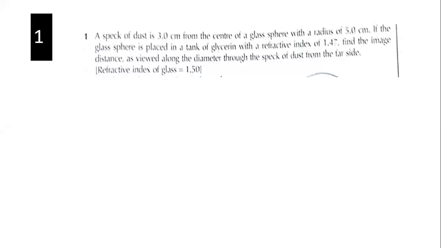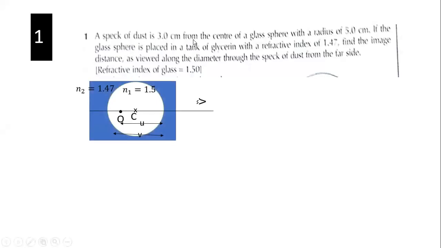The speck of dust is 3 cm from the center of a glass sphere with radius 5 cm. If the glass sphere is placed in a tank of glycerin with refractive index of 1.47, find the image distance as viewed from the diameter through the speck of dust from the far side. So draw a picture of what is happening.